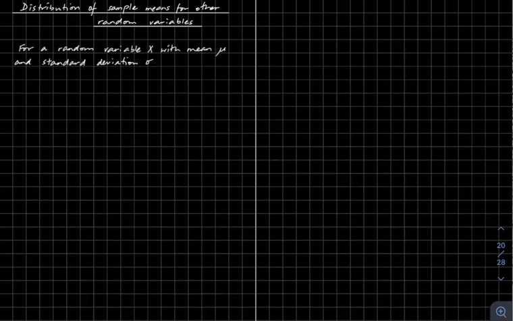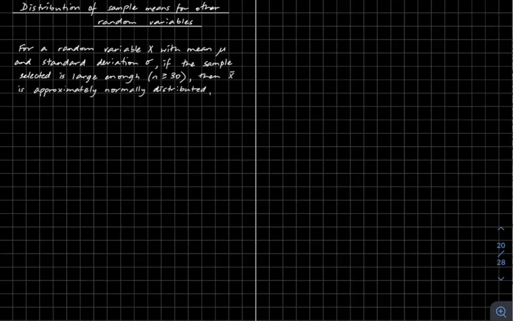So for a random variable x, with mean mu and standard deviation sigma, and we're saying that this doesn't have to be normally distributed itself, if the sample selected is large enough, and the syllabus gives us a specific number here, so n is greater than or equal to 30, so if our sample size is at least 30, then the sample means, x bar, the mean of any sample, is approximately normally distributed with mean equal to mu and standard deviation equal to sigma on root n.